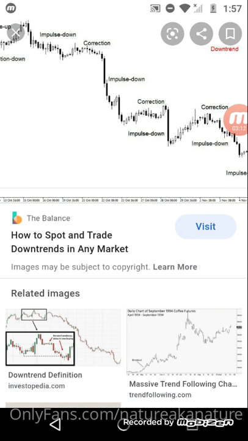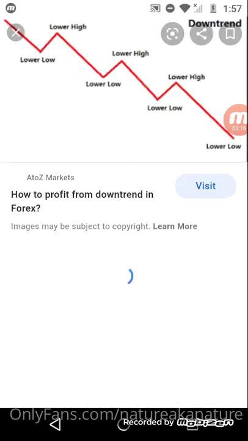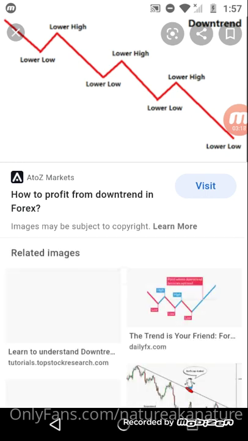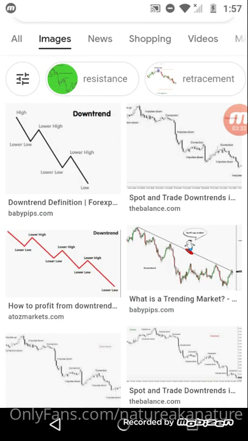Alright, so it's gonna make lower lows and lower highs. Lower low, lower high, another lower low, another lower high, lower low. So you're gonna get in at the top, at the high, and you're gonna ride it all the way down, for a great profit.